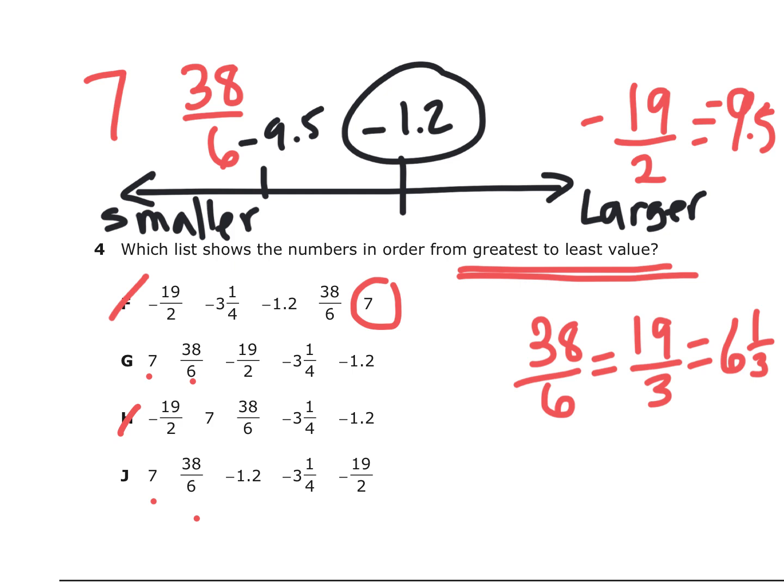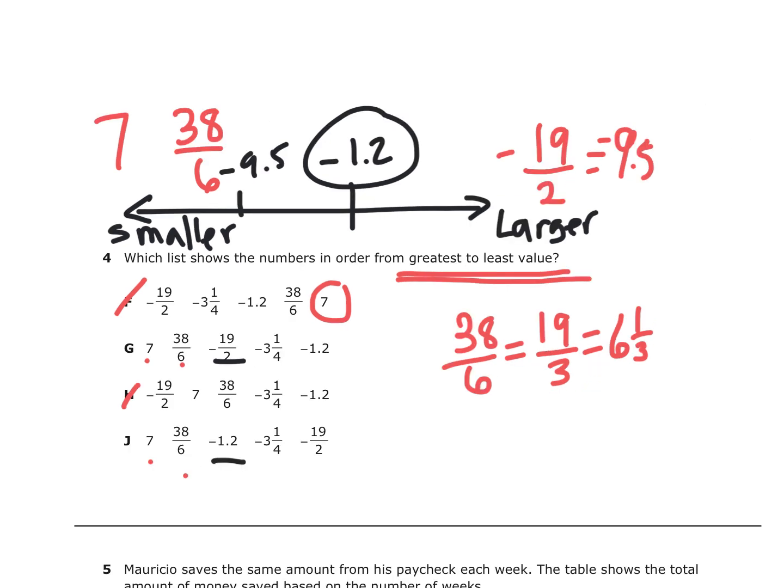So therefore, we should pick this one that has a negative 1.2, not this one, the negative 19 halves. So the answer for number 4 should be J. So we'll go ahead and put J here. So the answer here was J. That was the correct answer.